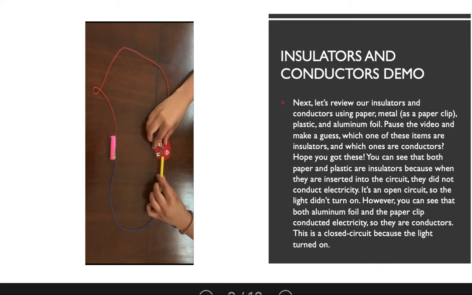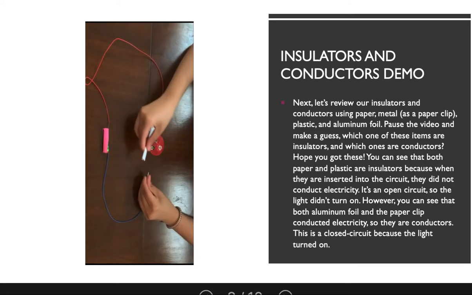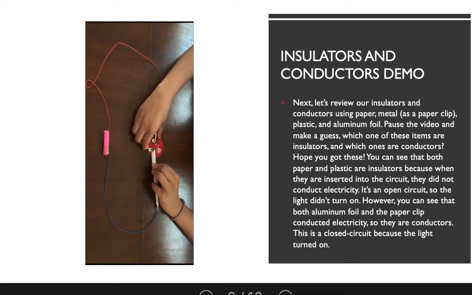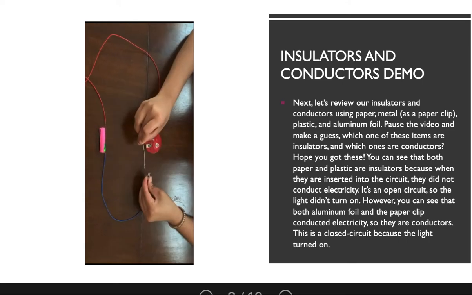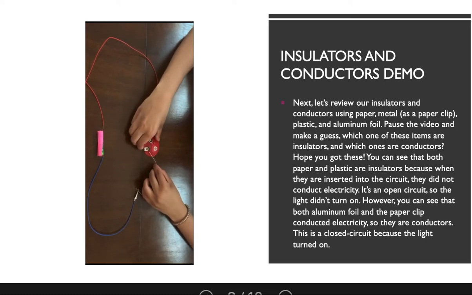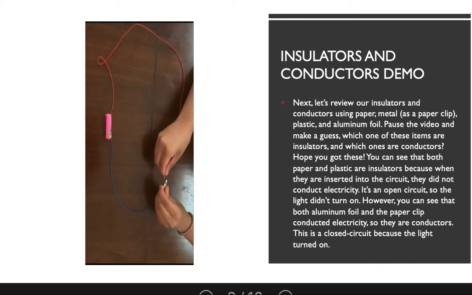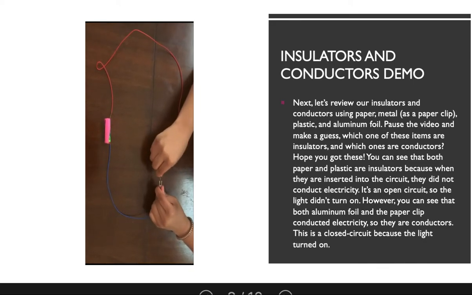You can see that both paper and plastic are insulators because when they're inserted into the circuit, they did not conduct electricity. It's an open circuit, so the light did not turn on. However, you can see that both aluminum foil and the paper clip conducted electricity, so they're conductors. This is a closed circuit, so the light turns on.